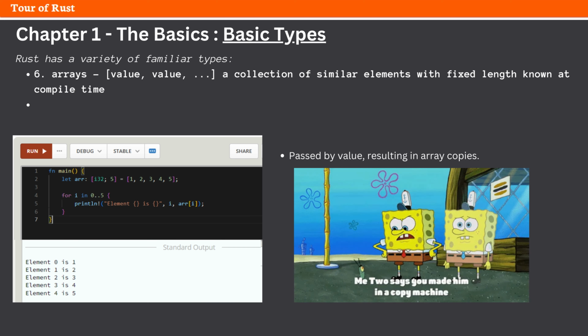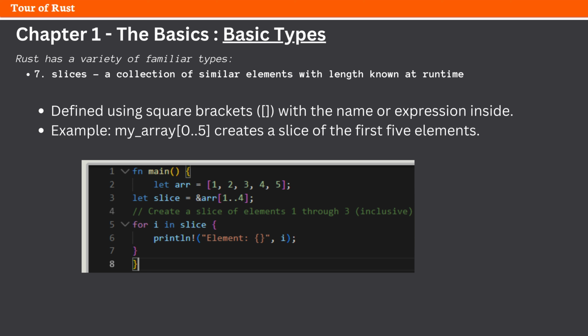A slice is a view into a range of elements in an array, vector, or other sequence. A slice is not an independent data structure. It's simply a view into an existing collection. Syntax. A slice is defined using square brackets with the name or expression inside. For example, my_array[0..5] would create a slice of the first 5 elements of my array. Properties. Slices have a length, which is the number of elements in the slice. Slices can be empty. Slices are cheap to create and cheap to copy because they don't own the underlying data. They just provide a view into it.